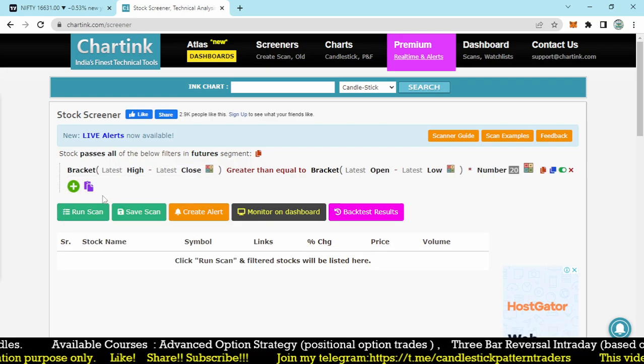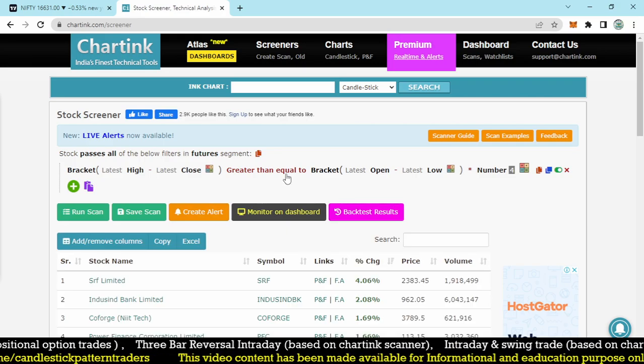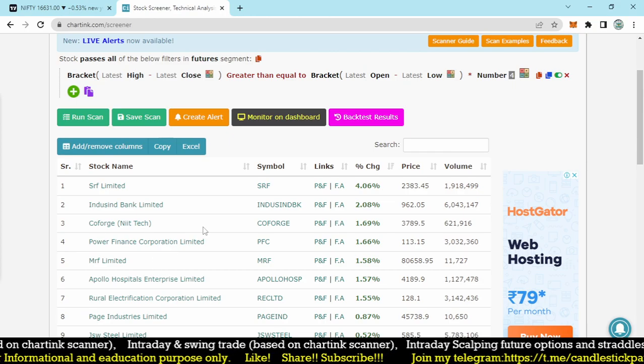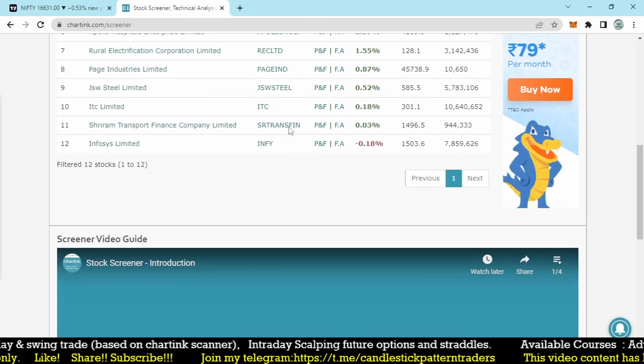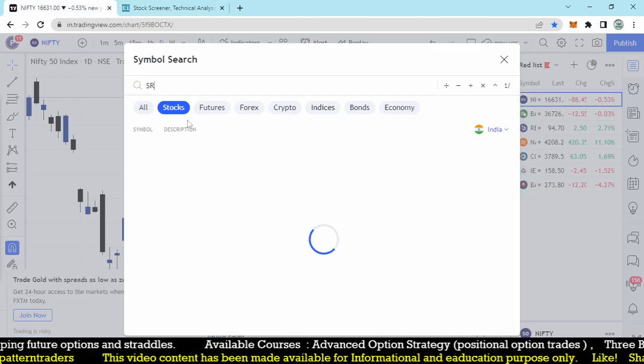So with the conditions which I have used here, let's see how many stocks come. Let's say SRF, IndusInd Bank, Forge, Power Finance, a lot of stocks were coming, around 12 stocks got rejected. Let's see SRF first, what kind of rejection it has.